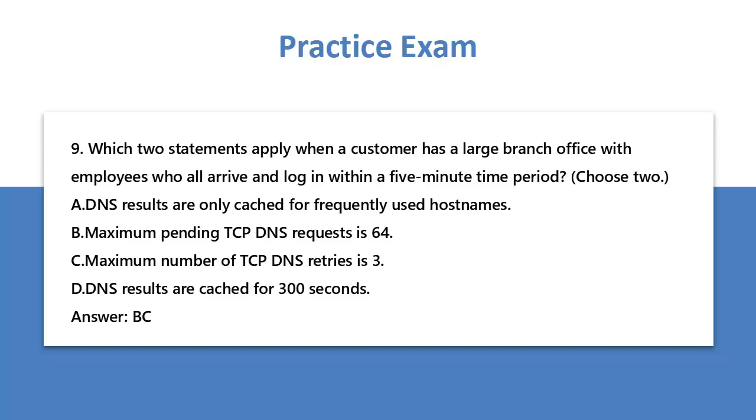9. Which 2 statements apply when a customer has a large branch office with employees who all arrive and log in within a 5-minute time period? Choose 2. A. DNS results are only cached for frequently used host names. B. Maximum pending TCP/DNS requests is 64. C. Maximum number of TCP/DNS retries is 3. D. DNS results are cached for 300 seconds. Answer: B, C.